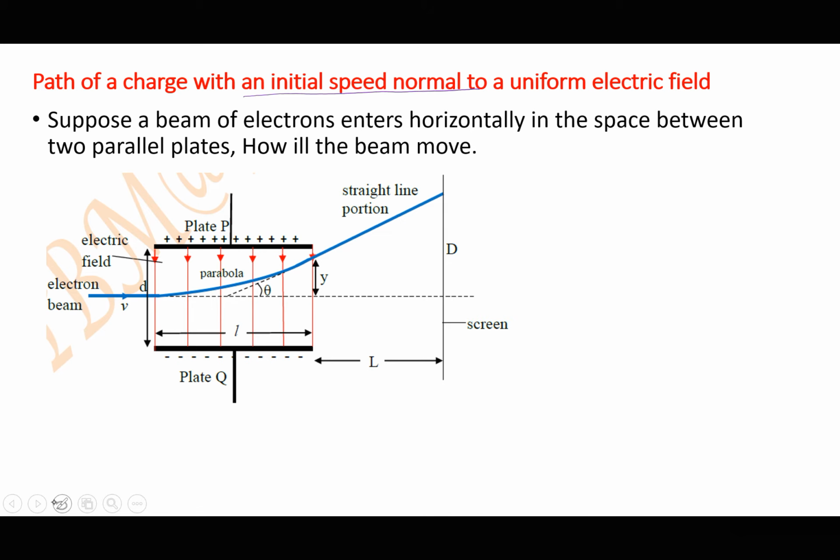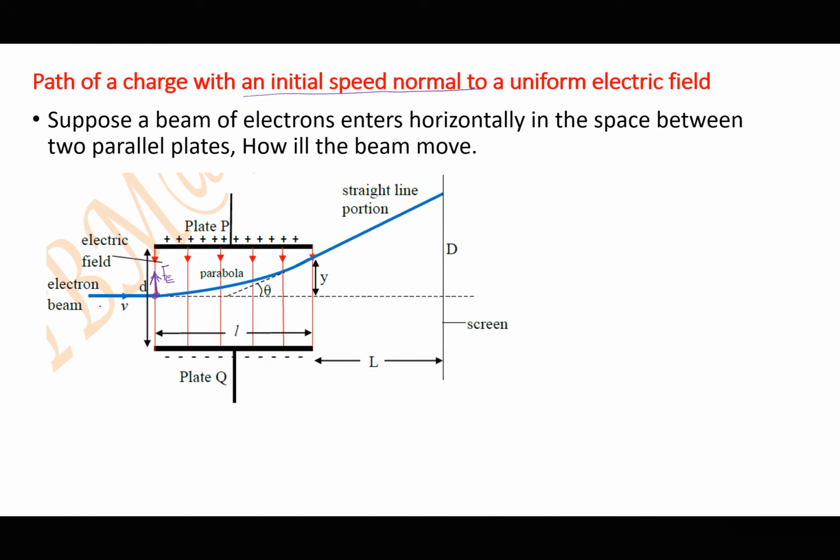If the particle is negatively charged, it will move in a parabolic path towards the positive plate, because as soon as it enters the field, it experiences a force which is perpendicular. This is the force due to the electric field. This force acts normal to the direction of the field, and it always acts in the same direction. So this force will cause the particle to move along a path, which we call a parabolic path.